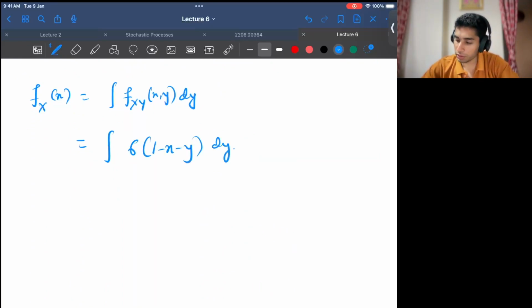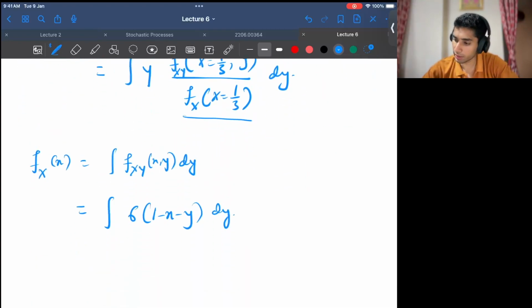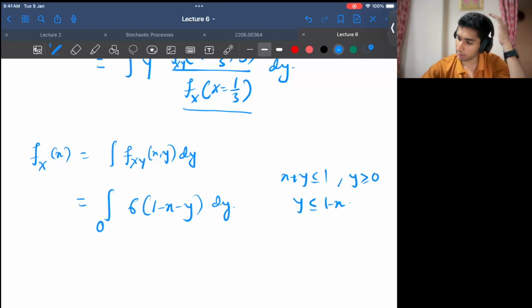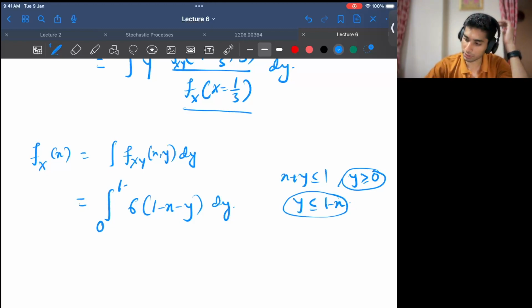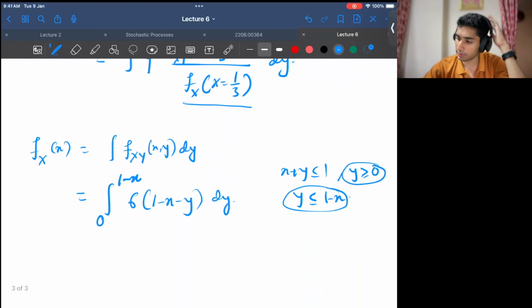Now you have to choose the limit of y. y is always greater than or equal to 0, so the limit has to start from 0 because that is the least value. And it is given that x plus y is less than or equal to 1, so y has to be less than or equal to 1 minus x. So the limit of y starts from 0 and goes to 1 minus x. I am just putting the limits from the given conditions, okay?